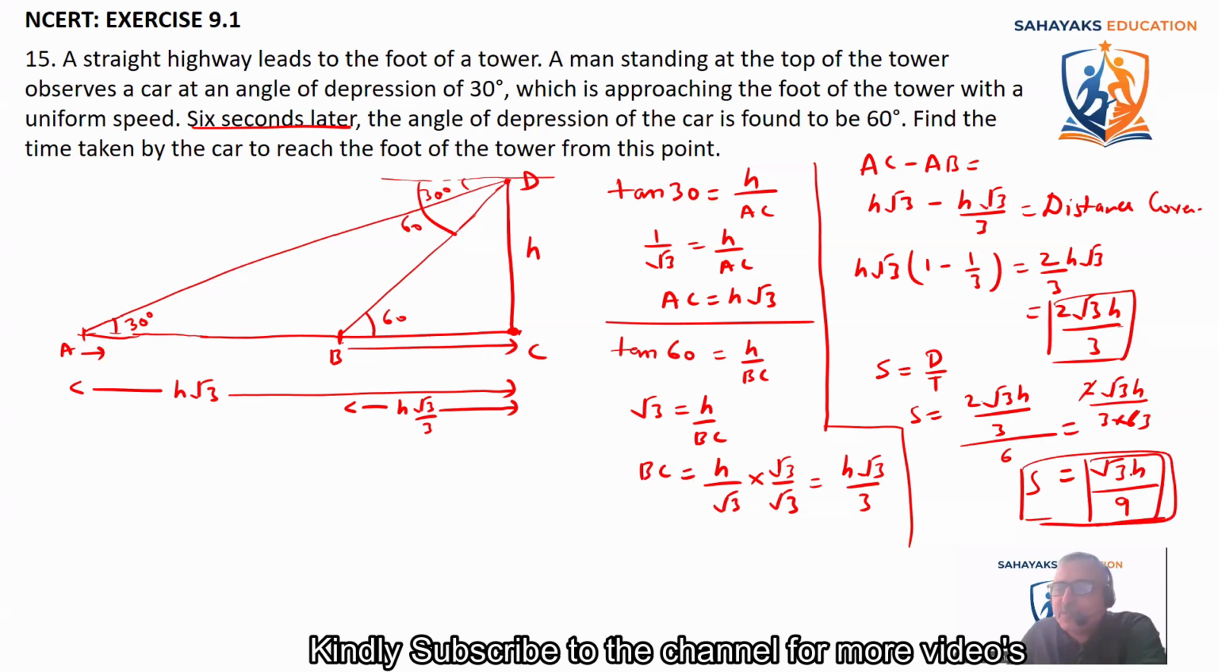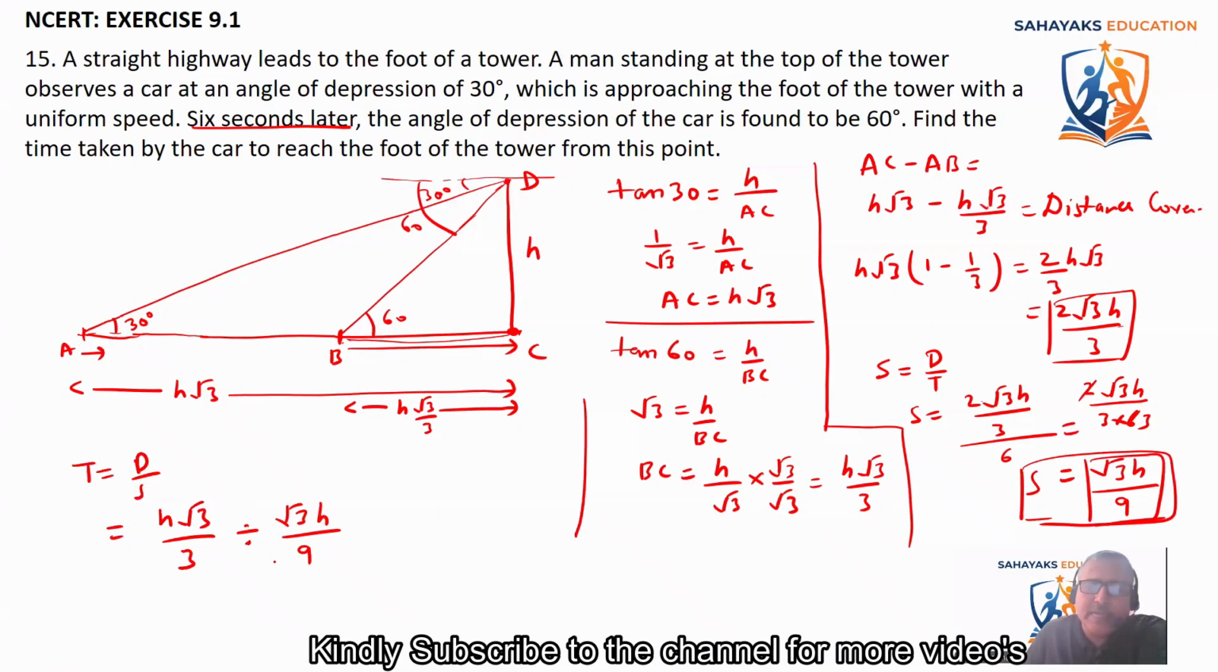Now, with this speed, it has to travel some distance. How much distance does it travel? It has to travel BC as distance. So we want to know how much time it's going to take. Let's compute the time it requires to cover it. We know time is equal to distance divided by speed. The distance is h root 3 by 3, divided by the speed, which is root 3h divided by 9.